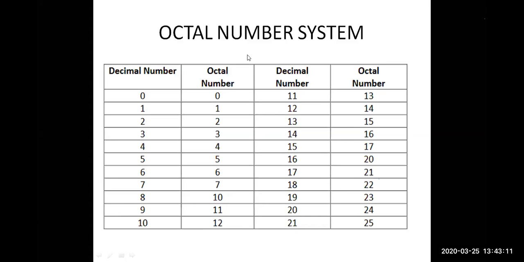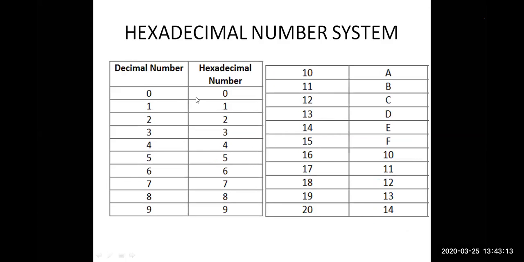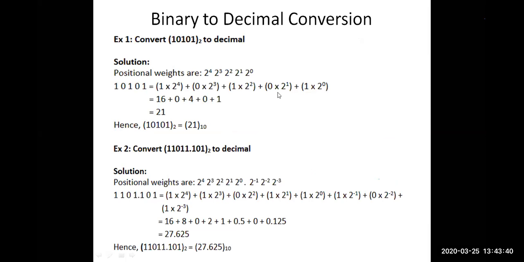Then there is the hexadecimal number system, which starts with 0, and the last one is F. So after F, the next digit is 10, and it goes up to 1F. And these are the decimal equivalents of these hex numbers. So we have 16 digits in the hex number system, 8 digits in the octal number system, 10 digits in the decimal number system, and 2 in the binary number system.